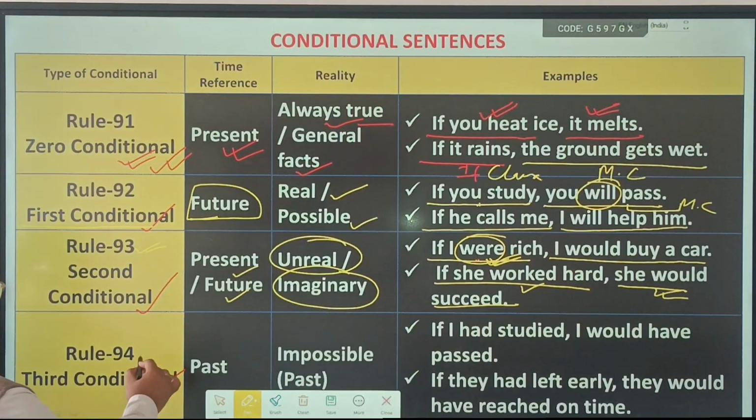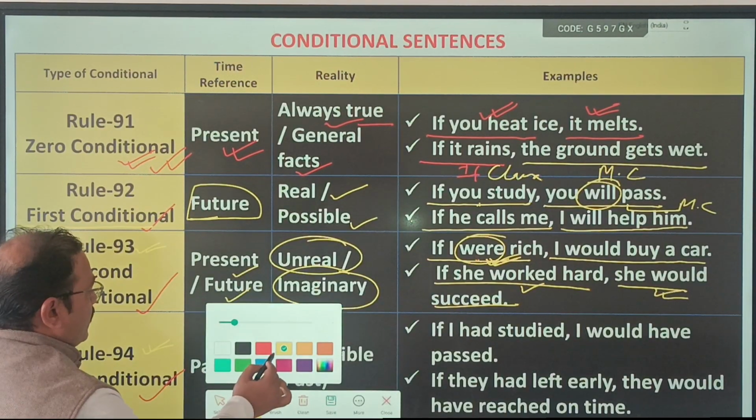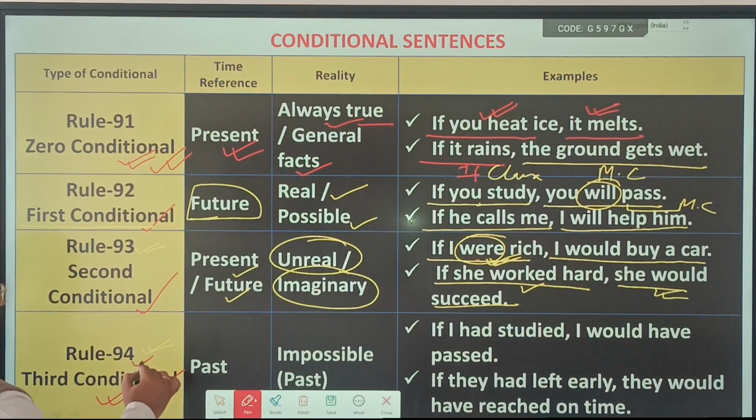Now, the next one, rule number 94, third conditional. What is third conditional sentence?